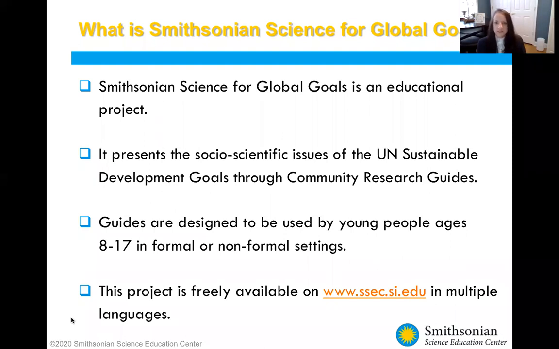The project is freely available. All of the content that we designed for both the teachers and the students can be found at our website. Smithsonian Science Education Center's website is www.ssec.si.edu. You can also find it at scienceeducation.smith.edu.